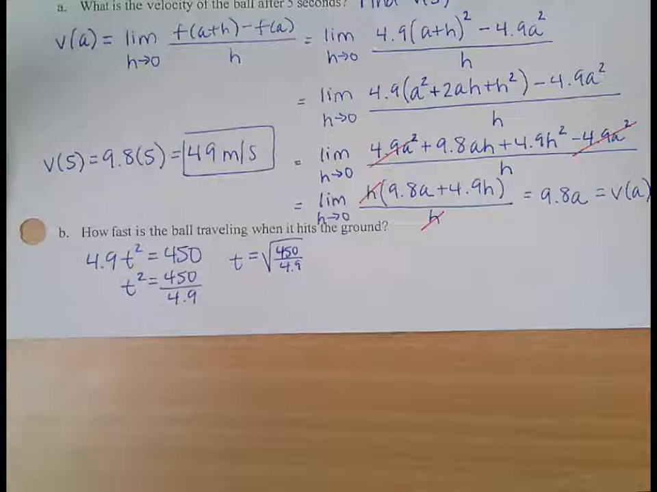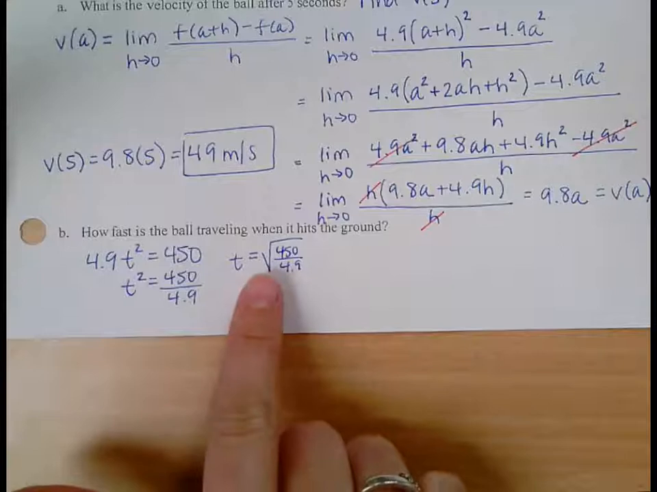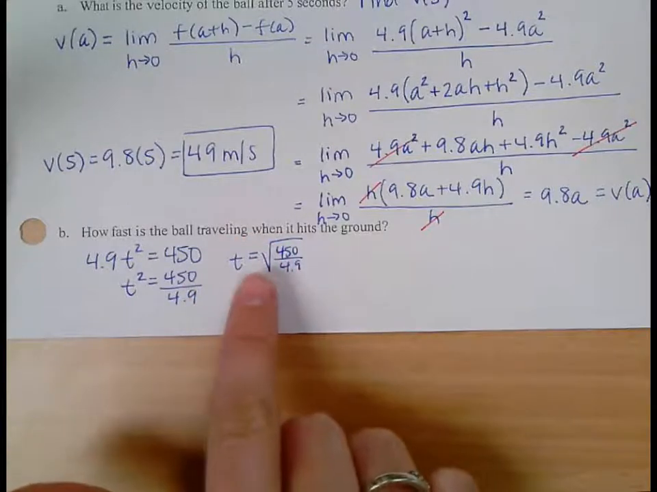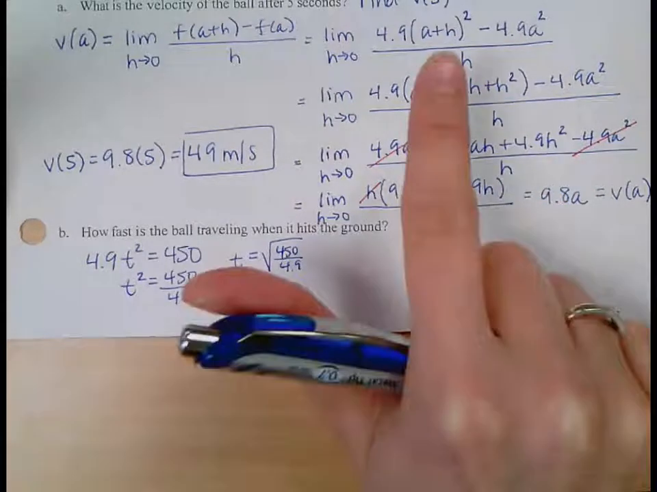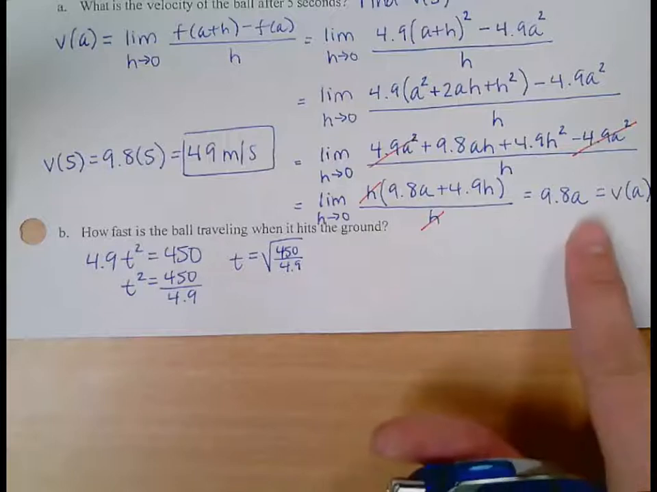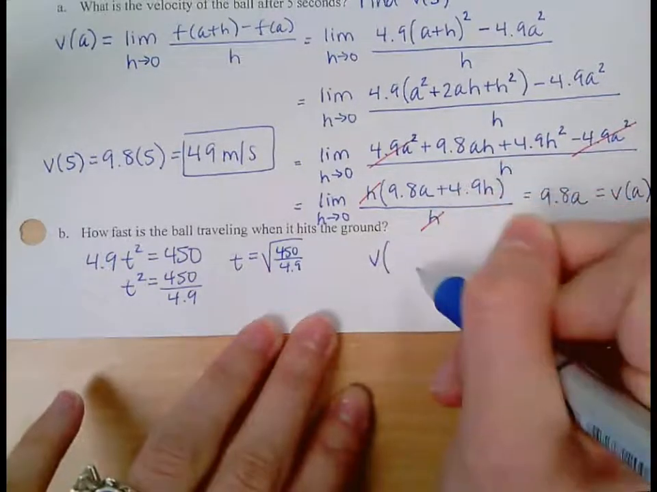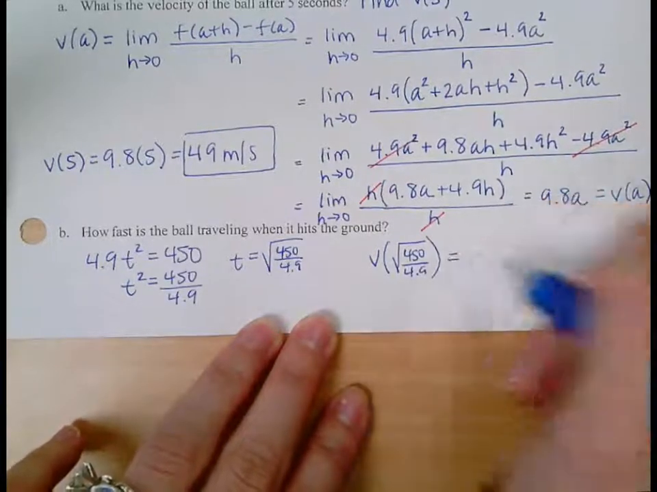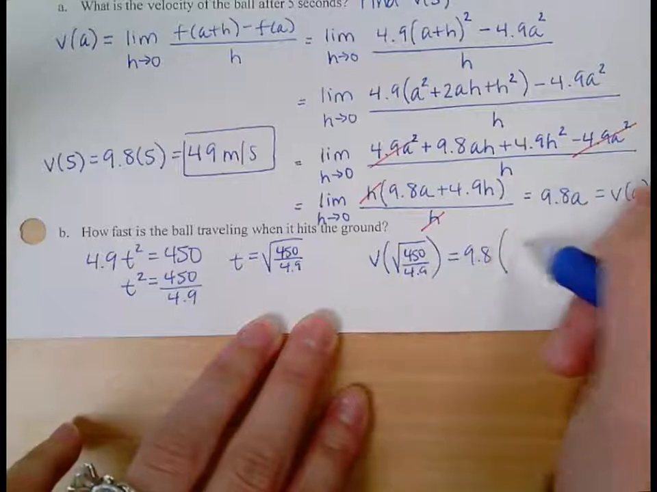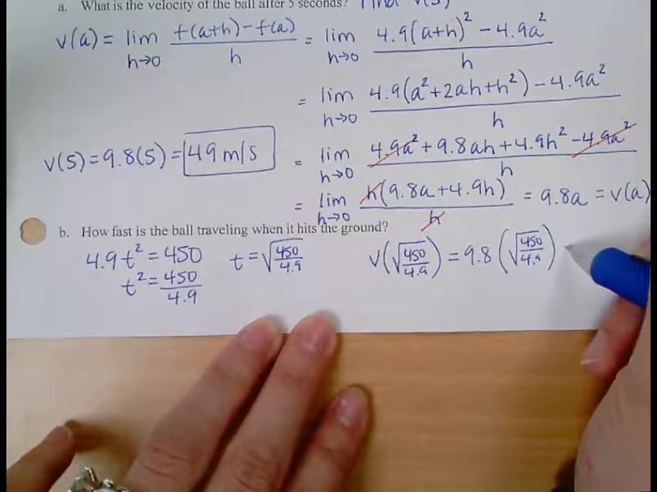So either you want to keep t written this way, and now if this is the time it hits the ground, I can substitute it into my velocity function. See, so now this is helpful because I don't have to go through this process again. But I can substitute it into this velocity function to find the velocity. So I would be finding v of the square root of 450 over 4.9. So that's going to be 9.8 times the square root of 450 over 4.9.